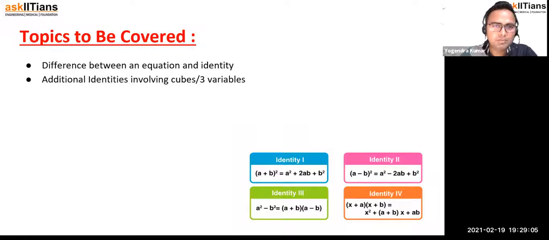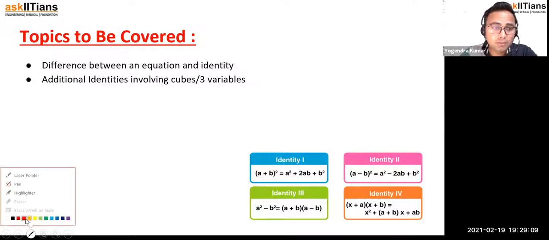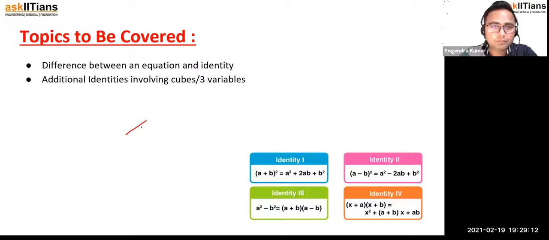So what is the basic thing we are going to do today? We are going to understand, this is a really very important topic, guys, today: what is the difference between an equation and an identity, right? Additional identities involving cubes, we'll see that also. Previously we have seen these identities and I hope you remember them very well, right? Now let's get started with our first topic today: equation versus identity.